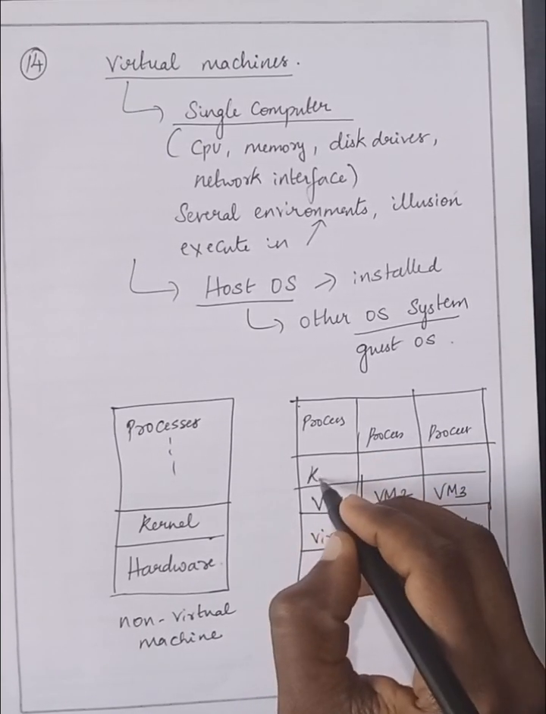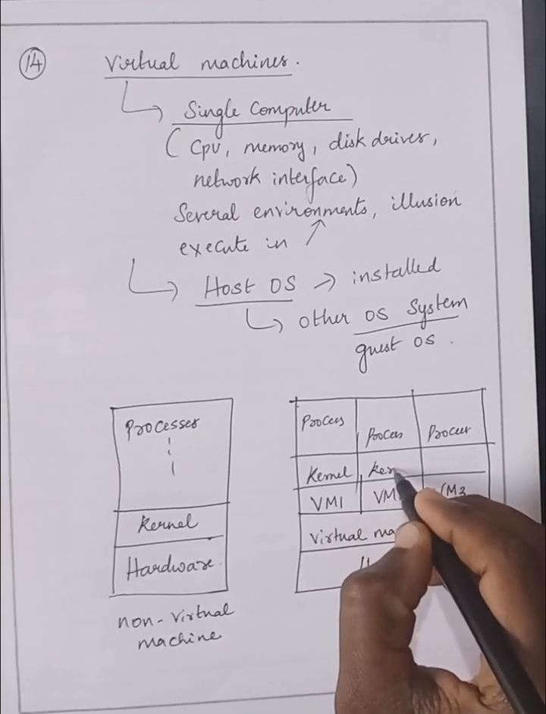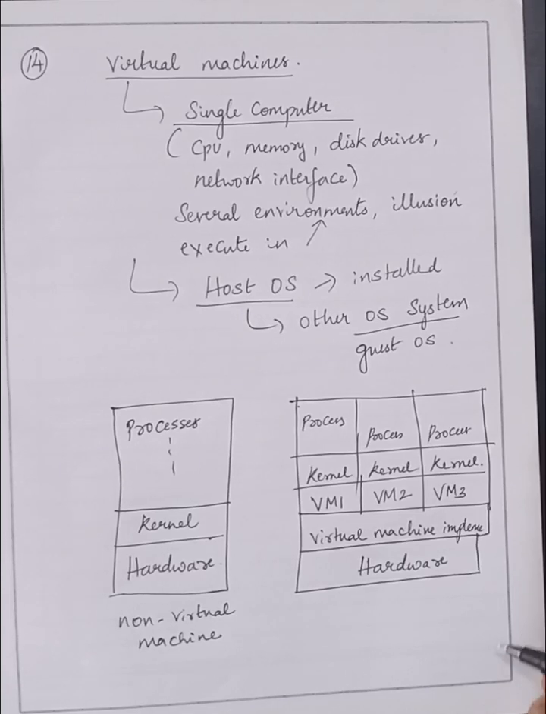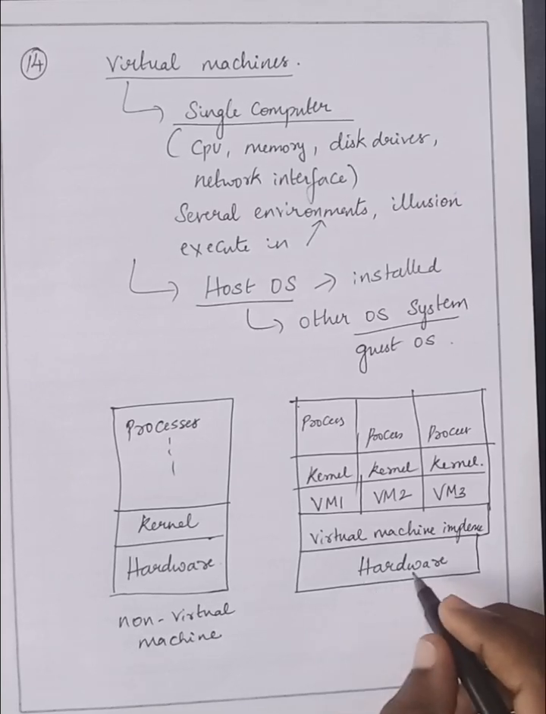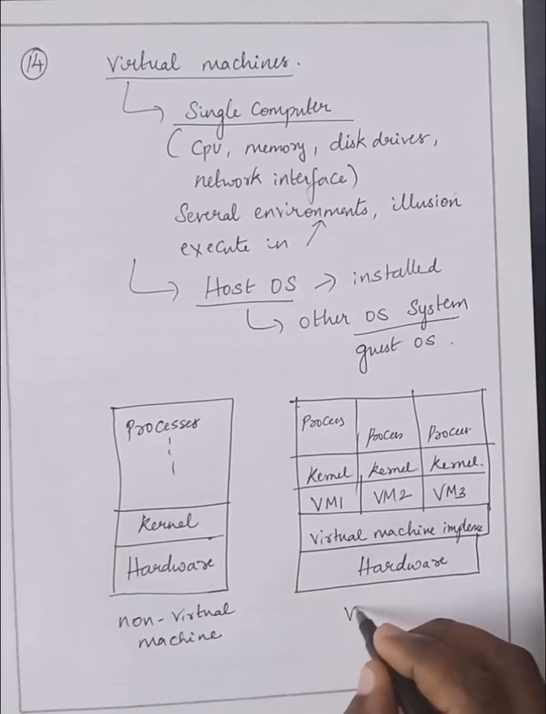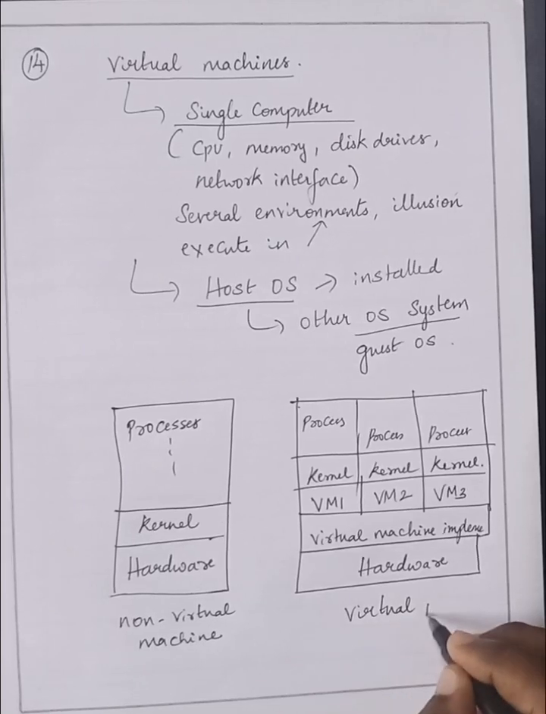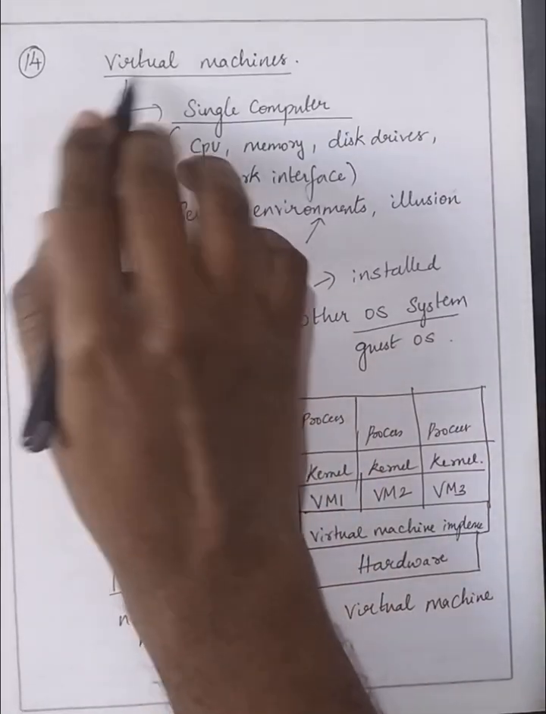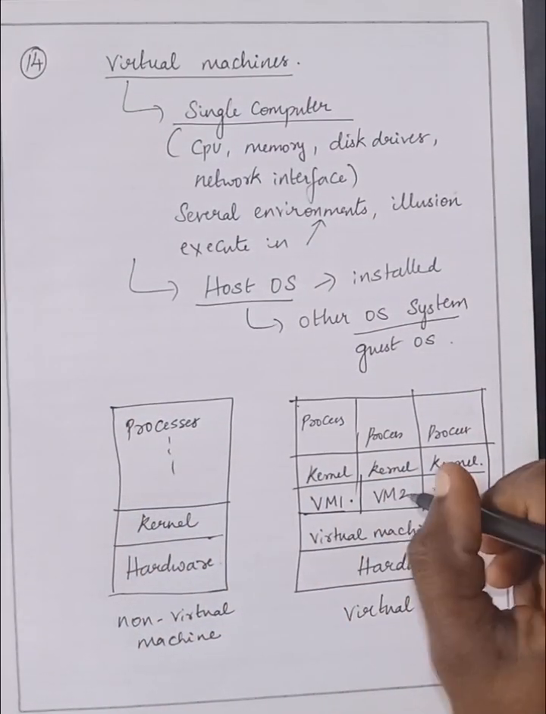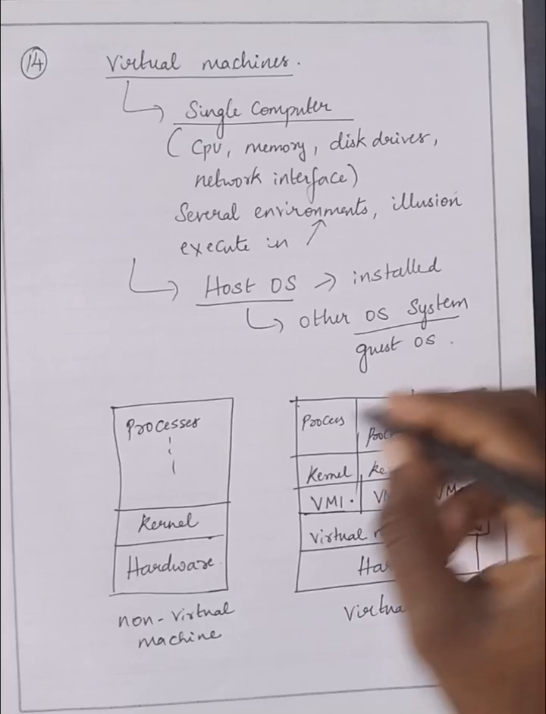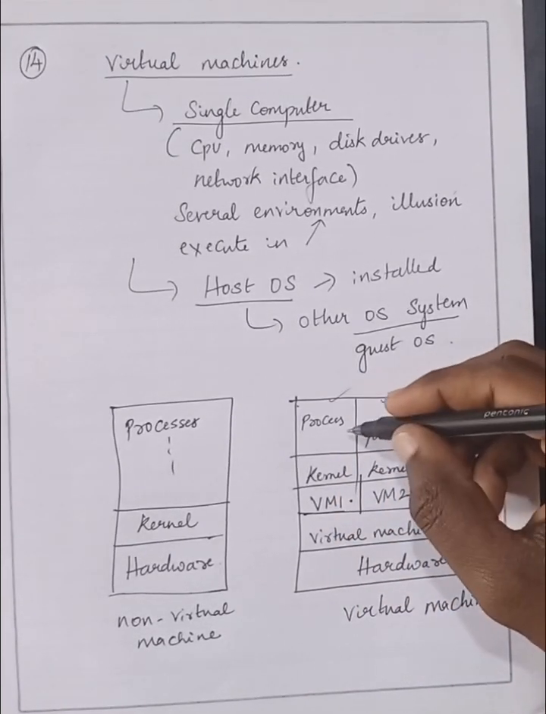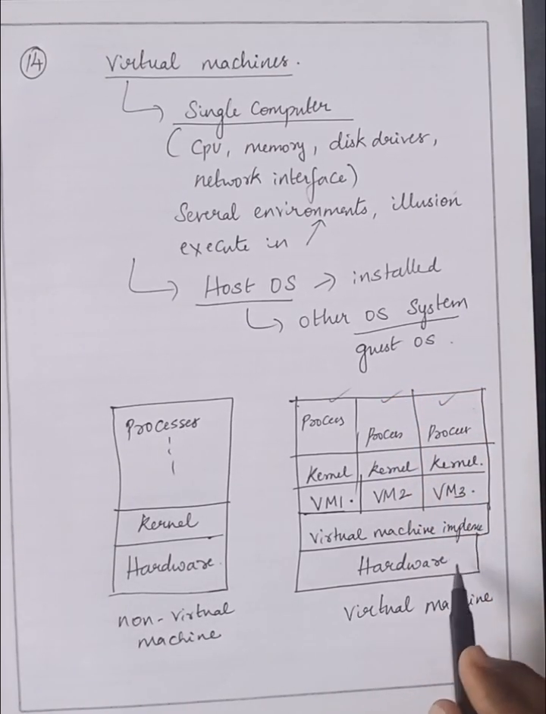They believe they are interacting with three different kernels, different environments. It allows the user to feel that it's working in a different environment, but our main hardware is a single one. That is called a virtual machine. VM is the short form of virtual machine. This is one virtual machine, this is one, this is one. So the three processes believe they are working in different environments with different priorities, but the basic concept is the same hardware.